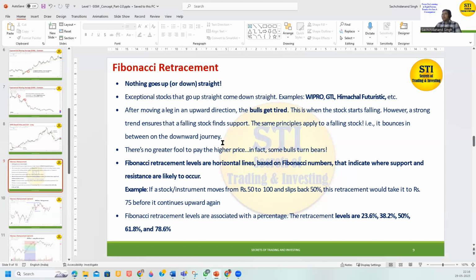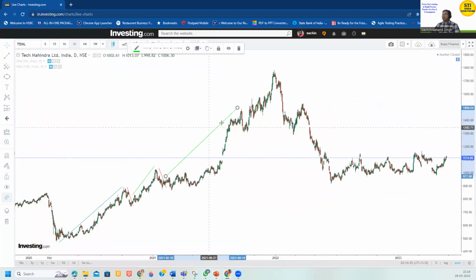There are certain indicators which help us in calculating the retracement value, and the tool which helps us is called the Fibonacci retracement tool. How to use that, I'll just quickly show you.